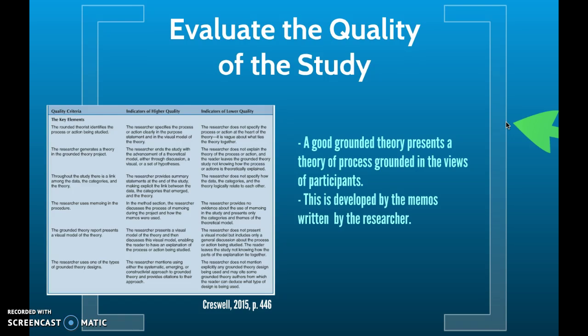For example, the researcher uses memoing in the procedure, so high quality indicators would be in the method section, the researcher discusses the process of memoing during the project and how the memos were used, whereas low quality indicators are researcher providing no evidence about the use of memoing in the study and presents only the categories and themes of the theoretical model.